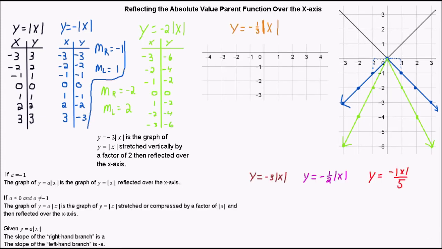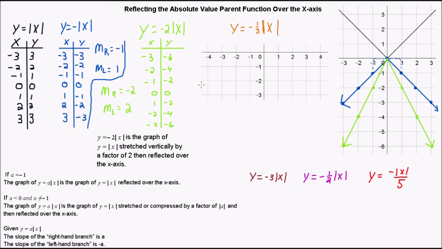Okay, I've completed my table of values and graph for y equals negative 2 times the absolute value of x. What I've noticed is that y equals negative 2 times the absolute value of x is the graph of the parent function stretched vertically by a factor of 2 and then reflected over the x-axis. Again, if you watch the previous video, you understand the stretching and compressing, and the reflecting is the only new part here: multiplying the absolute value by a negative number.